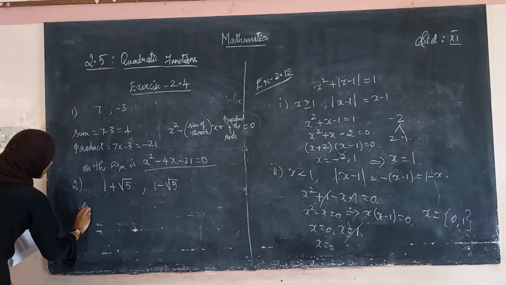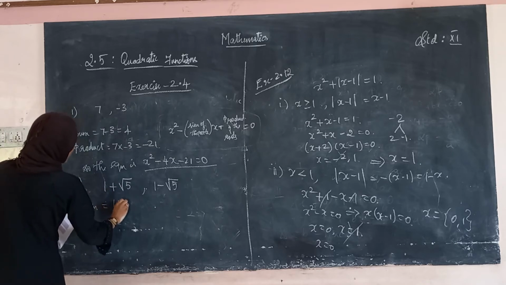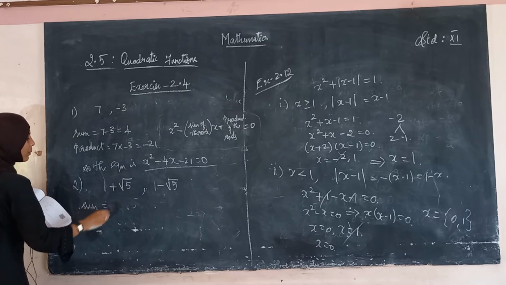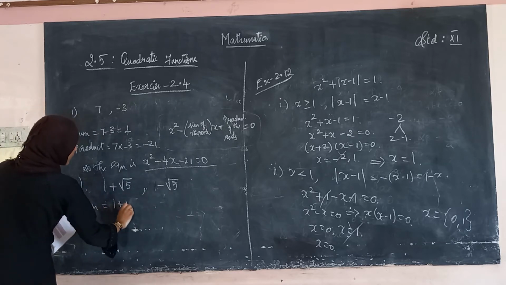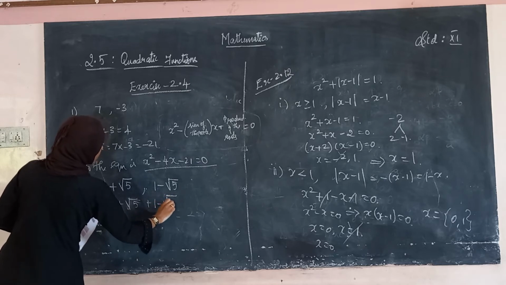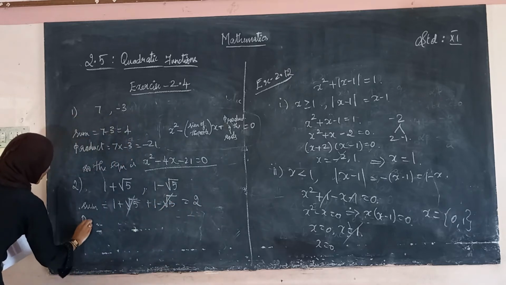First, we have to find the sum. What is the sum? Let us find the sum: 1 plus root 5 plus 1 minus root 5. In this case, the sum is 2. Okay, the product next.